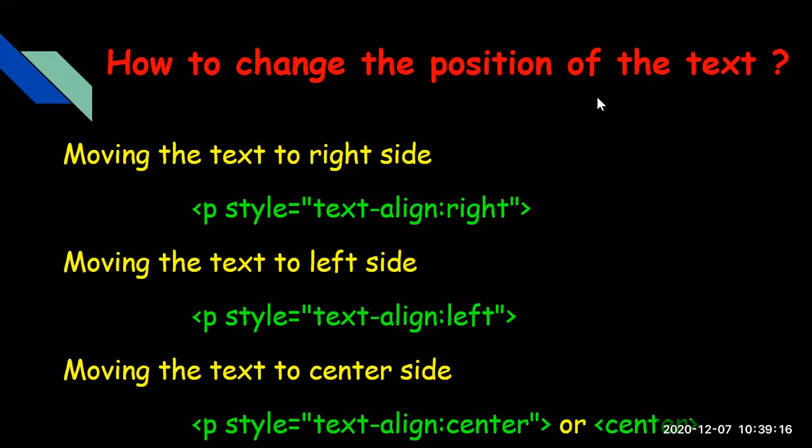How to change the position of the text. For moving the text to the right side, we have to insert the text align right tag. For moving the text to the left side, we have to use the text align left tag. For moving the text to the center, we have to use the text align center tag or the center tag. Now let's try in practical.